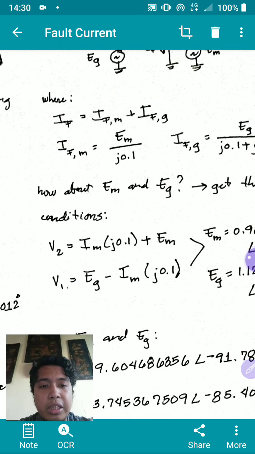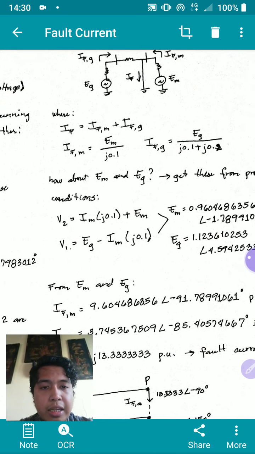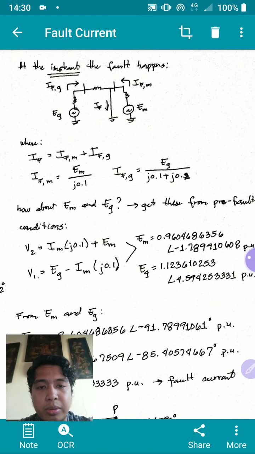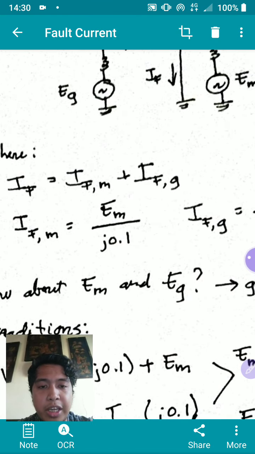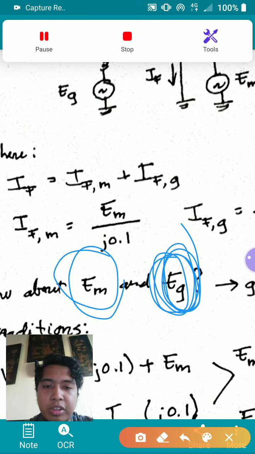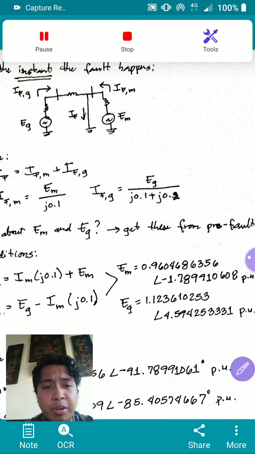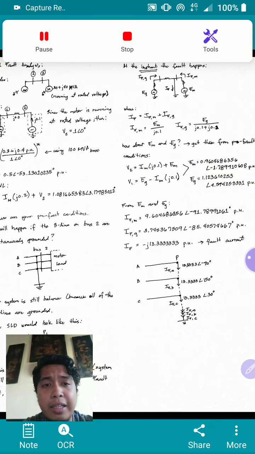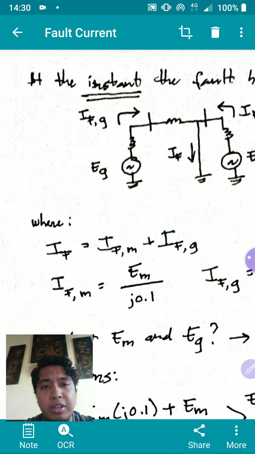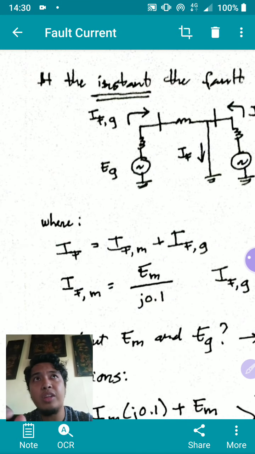So how about EM and EG? How do we get this EM and EG? This is basically your EMF from the generator, internal EMF, and this is your internal EMF, back EMF from the motor. So you get this from the pre-fault conditions. Why? Because at the very instant of the fault, you don't expect EG and EM to suddenly change.